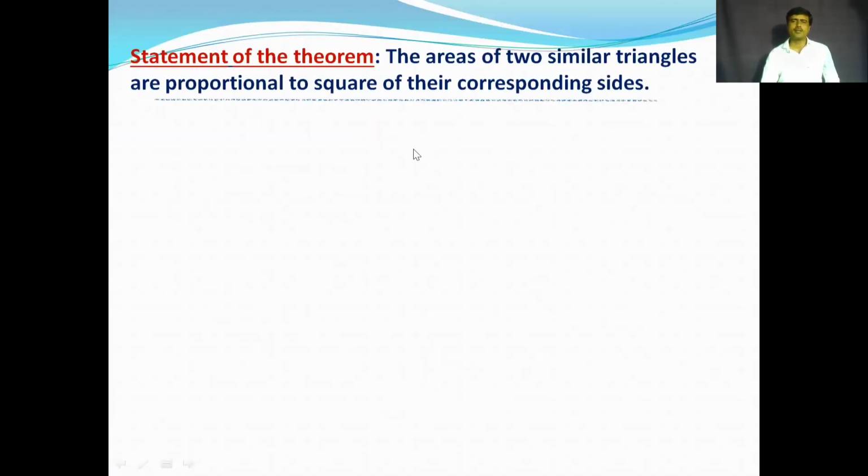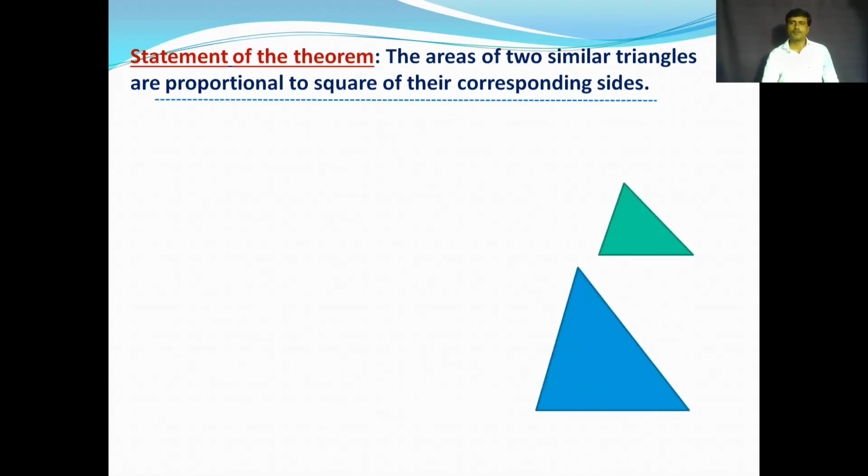Let us consider the statement of today's theorem that we have to prove. Statement says the areas of two similar triangles are proportional to the square of any one of its side, that is corresponding side. So as per the statement, we need to draw the diagram. The statement is all about the areas of two similar triangles. So let us consider two triangles which look similar.